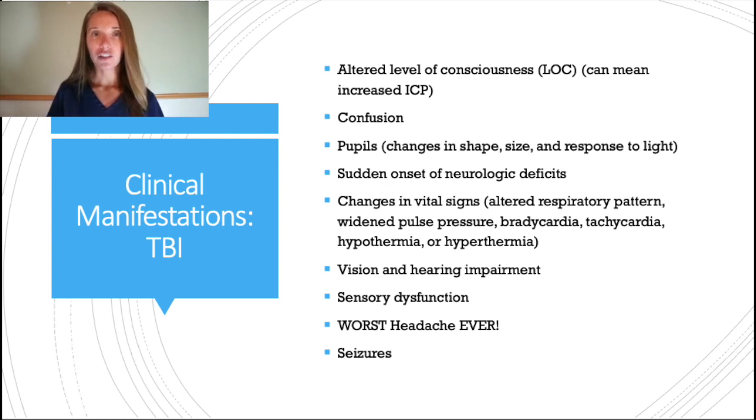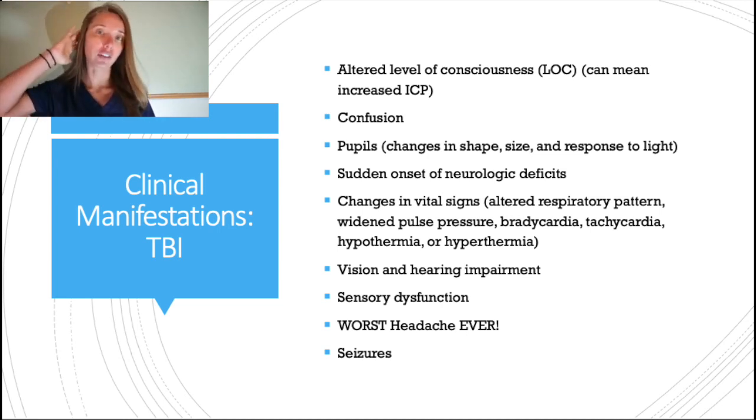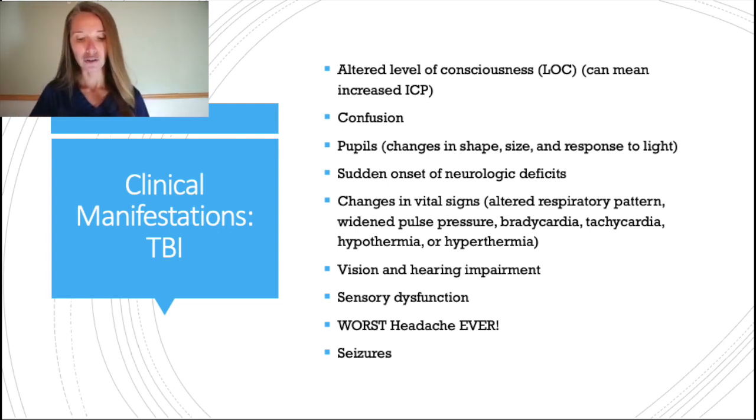We can also have changes in our vital signs. Your patient may have a change in their breathing pattern, depending on whether or not the respiratory center in their brain is affected. They may also have bradycardia or tachycardia, or even difficulty in regulating their temperature. They may be hypo or hyperthermic, depending on where the injury has occurred. If it's occurred to the parietal or occipital region, they may have difficulties in sight, or a hearing impairment if their temporal lobe is damaged.